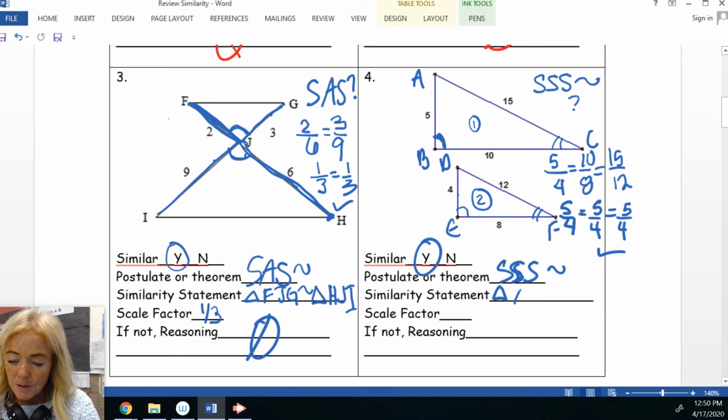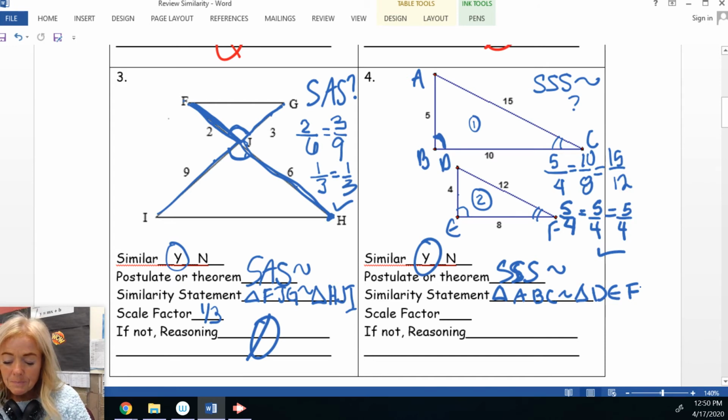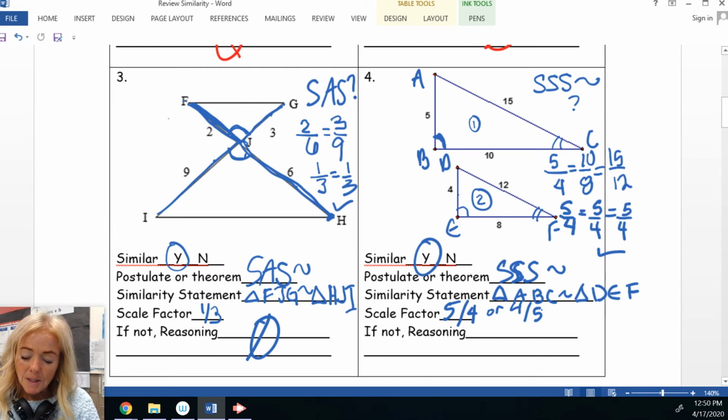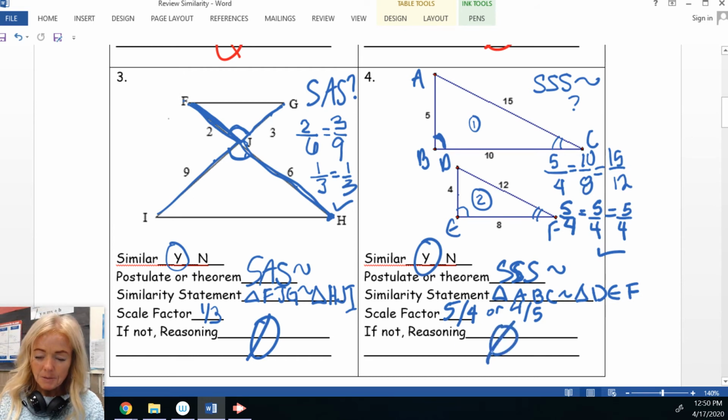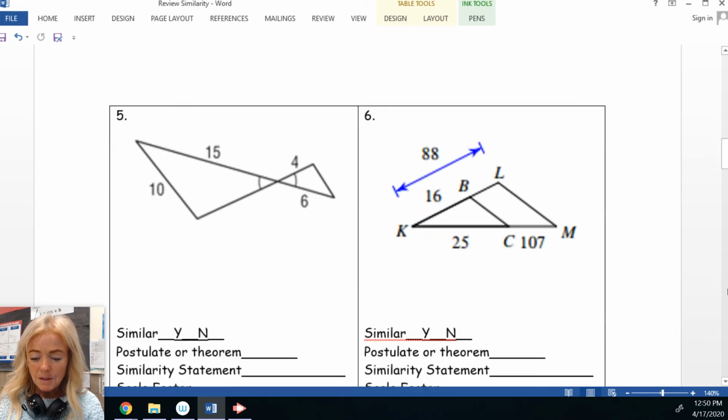So triangle A, B, C is similar to triangle D, E, F. All right. And then the scale factor is 5 to 4, and we already figured that out. And recall, if you already did this and you wrote it as 4 to 5, small to big, that's fine too. Same thing, because it's not specified. And then, of course, they are, so we don't need to worry about the reasoning.